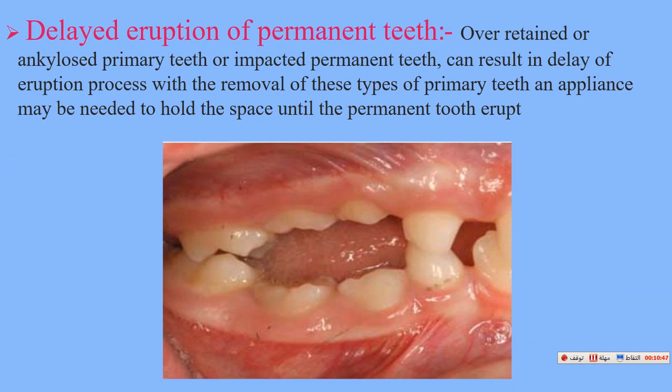Delayed eruption of the permanent teeth. Another factor, over-retained teeth, as we remember in previous slides. Ankylosis, meaning the tooth is not resorbed. So sometimes after removal of the ankylosed tooth, to allow the eruption of the permanent tooth, in the X-ray we see that the permanent tooth is not nearly erupted. To prevent loss of the space, some cases need the space maintainer to maintain the space for the eruption of the permanent tooth as possible.